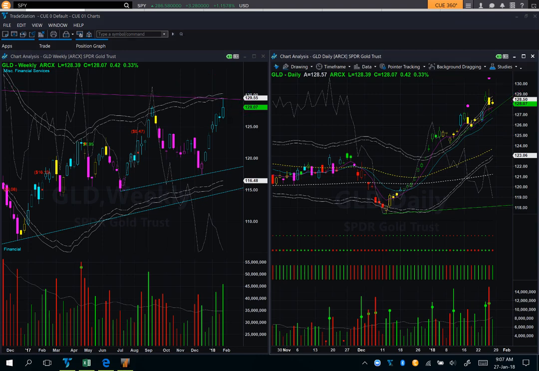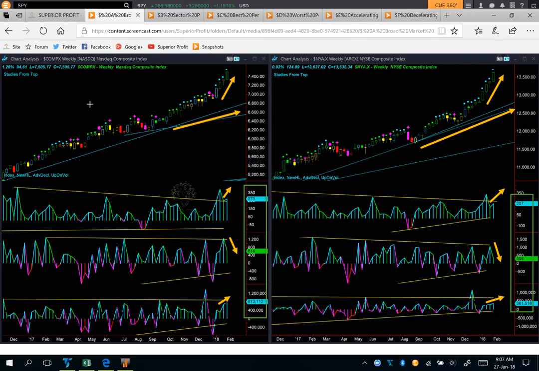Let's now look at the market breadth. Every week we study market breadth using NASDAQ composite index and NYSE composite index weekly charts, and we also study three pairs of internals: new high low, advanced decline, and up down volume. Because this study is using weekly charts and broad indices, it is to be used only for long-term investing decisions, not for swing trading and certainly not for day trading.